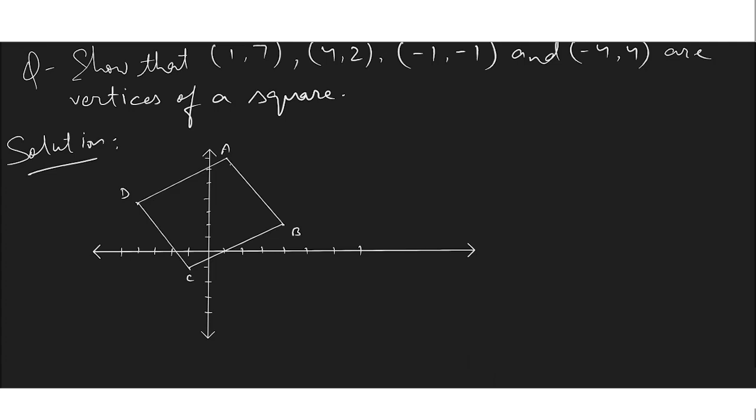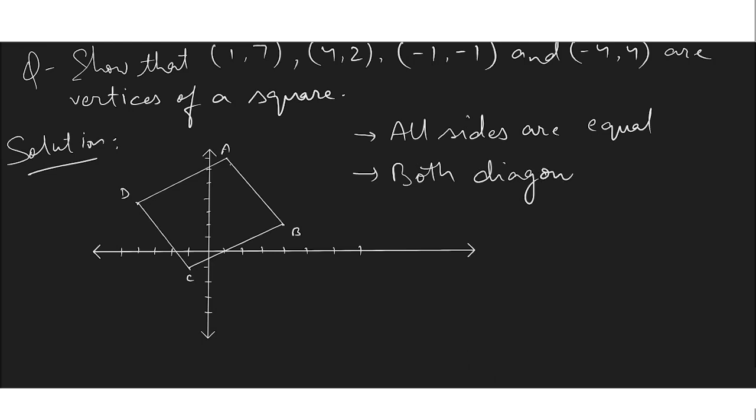For proving this to be a square, we have to prove two things. One, all sides are equal, and both diagonals are also equal. If we prove these 2 points pertaining to the vertices A, B, C, and D, then we will establish that A, B, C, D are vertices of a square.